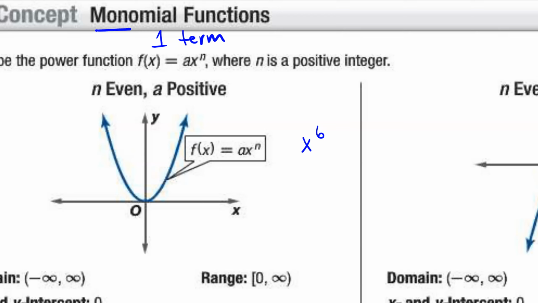This is why we play the game of function dance. What does it look like? Do we understand what it should be? So if you have an even exponent and a positive coefficient, this is what it's going to look like.